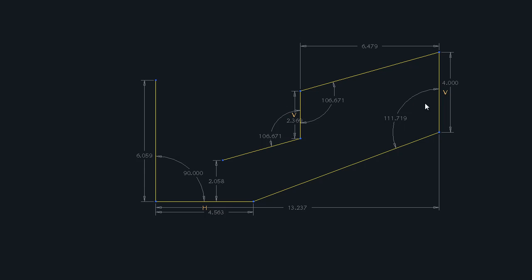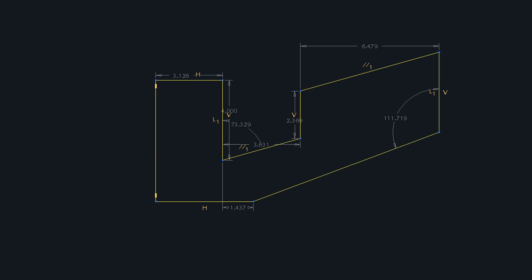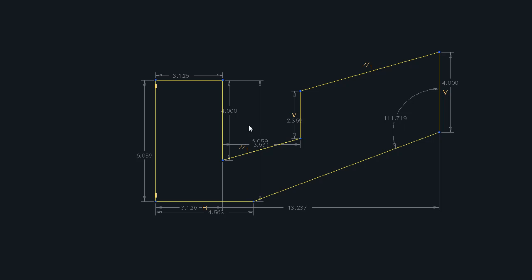Oh, I actually picked a line. Let's undo that. I need to be a little more careful. But let's say that I wanted those three constraints there gone. The sketch entities stay there, but as you can see, the constraints are no longer there.